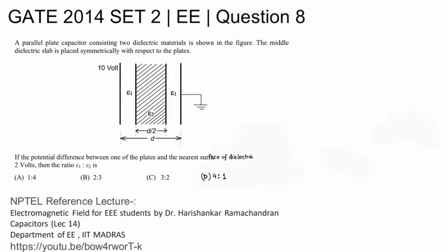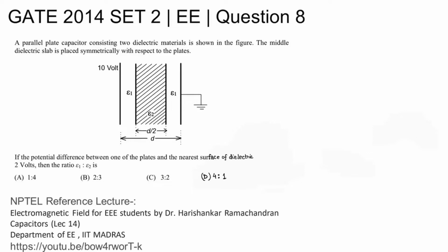This is GATE 2014 Set 2 Electrical question number 8. A parallel plate capacitor consisting of two dielectric materials is shown in the figure. The middle dielectric slab is placed symmetrically with respect to the plates. Now the potential difference between one of the plates and the nearest surface of the dielectric is 2 V. Then the ratio of epsilon 1 to epsilon 2 is? The four options are given.